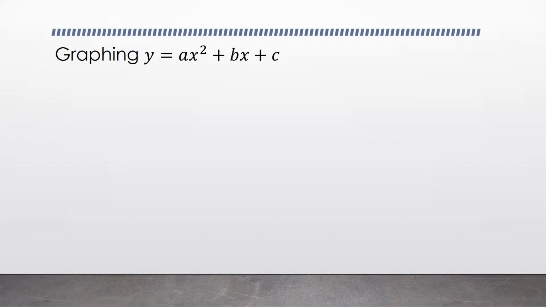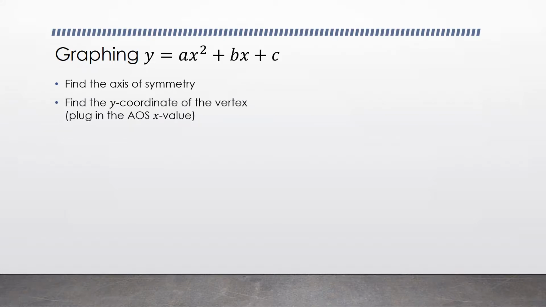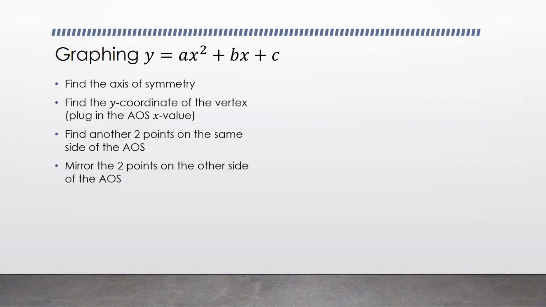Here's how to graph y equals ax squared plus bx plus c. Step 1 is to find your axis of symmetry. Use the formula that you just learned. Next, find the y-coordinate of the vertex by plugging in the value of the axis of symmetry for x. Next, find another 2 points on the same side of the axis of symmetry. Mirror the 2 points on the other side of the axis of symmetry. In other words, reflect them over the line of the axis of symmetry.